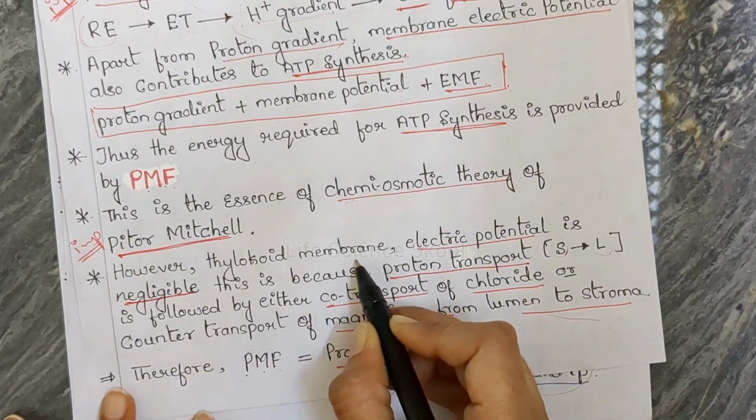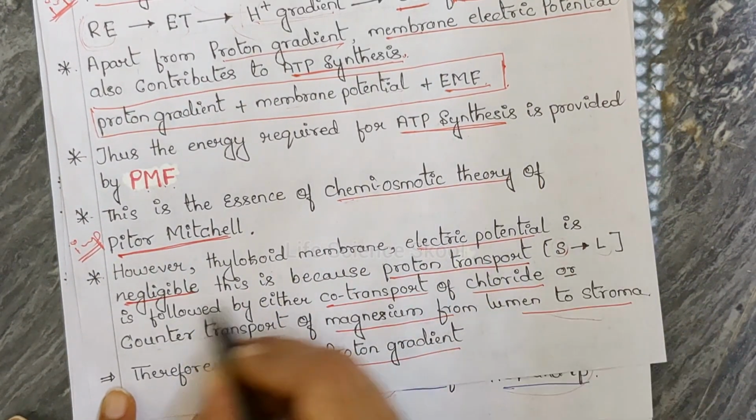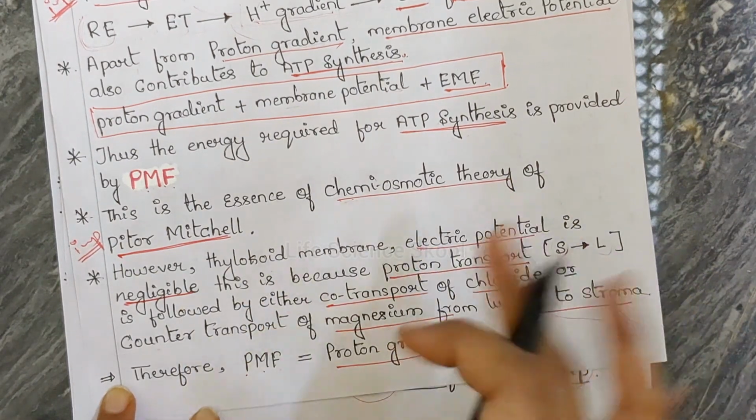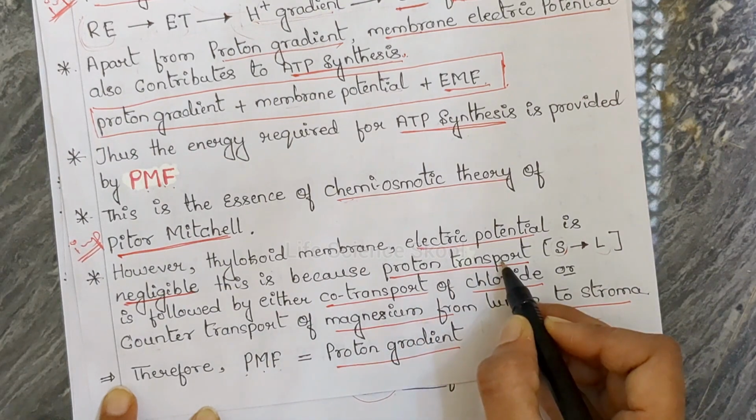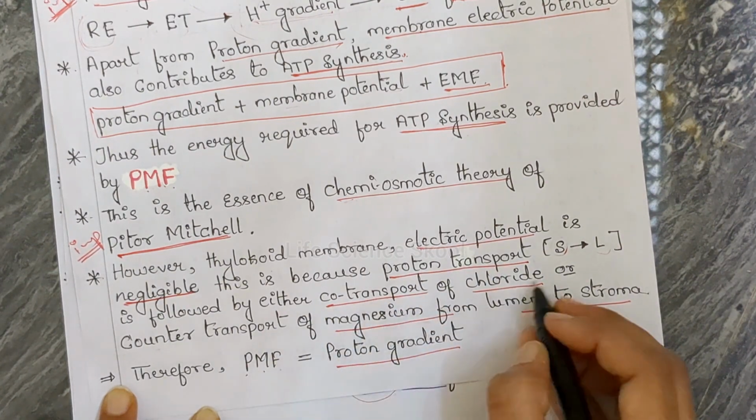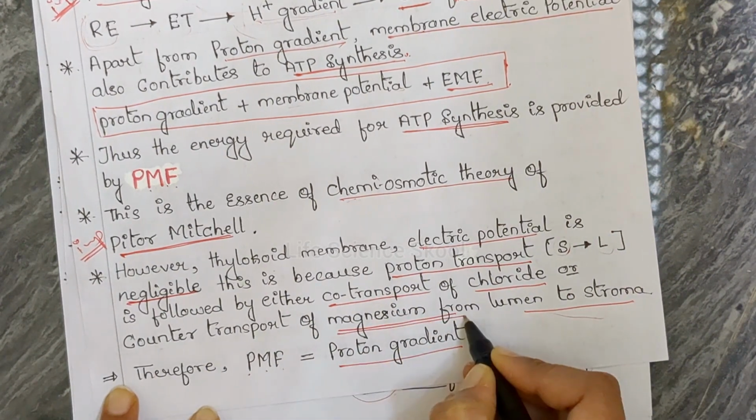In the thylakoid membrane, meaning in the chloroplast thylakoid membrane, the electric potential is negligible. This is because proton transport is followed by either co-transport of chloride or counter-transport of magnesium from the lumen to the stroma.